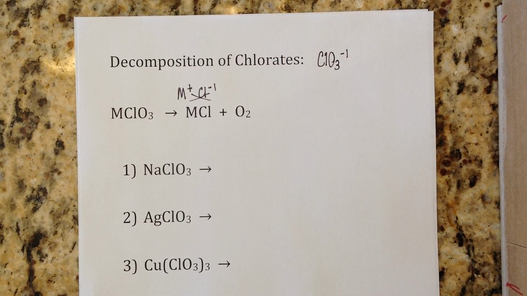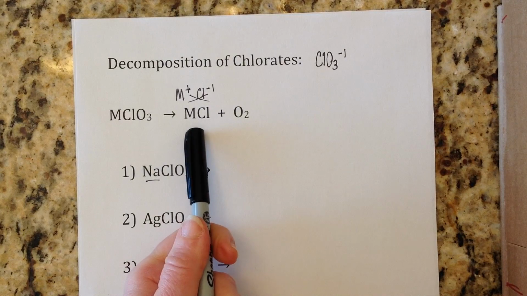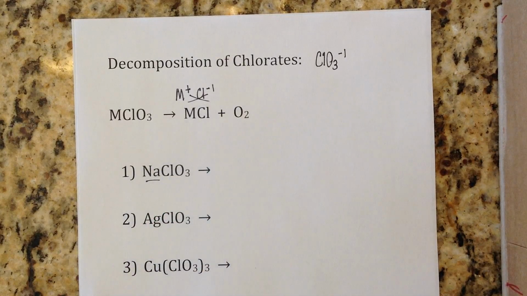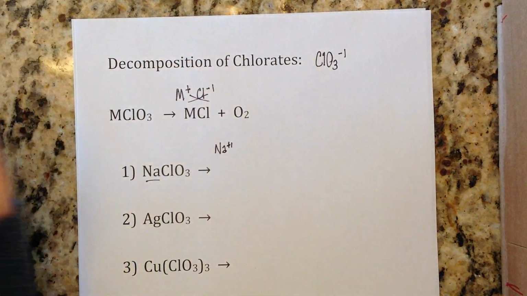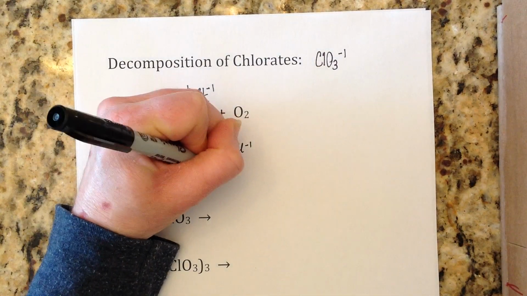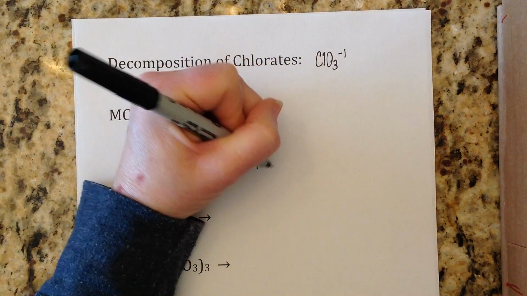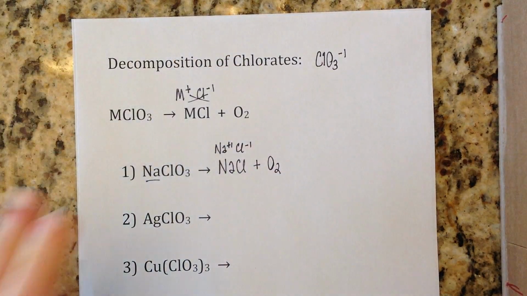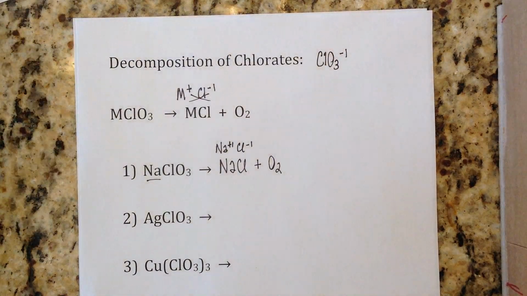All right, let's look at number 1. Sodium chlorate. Identify the metal, because our rule says take that metal and crisscross it with chloride. So the metal is sodium, Na+1. Chloride is Cl -1. The ones cancel, NaCl plus oxygen gas. So for all of these, this time we will be adding oxygen gas. And again, it's because that's exactly what the rule told us to do.